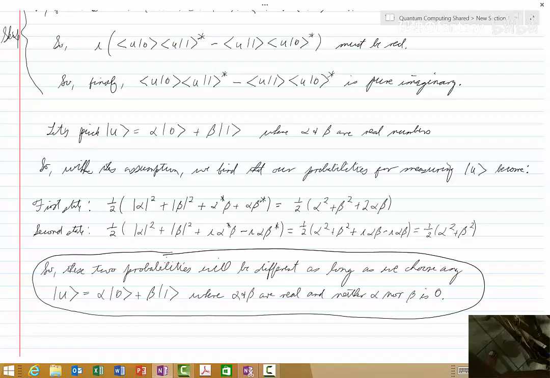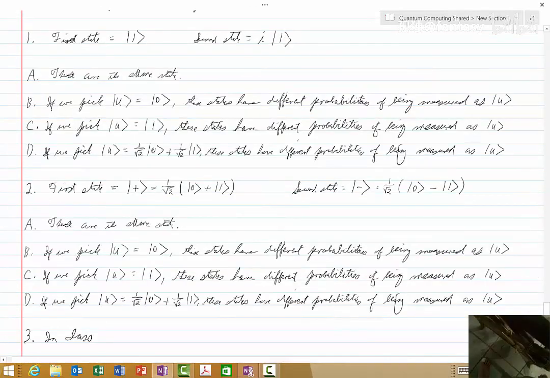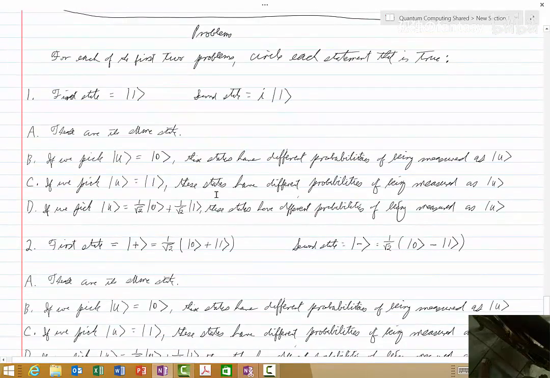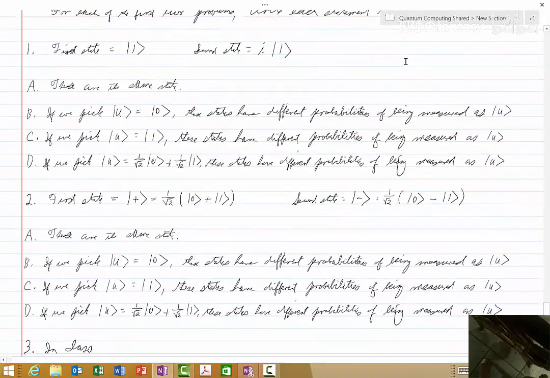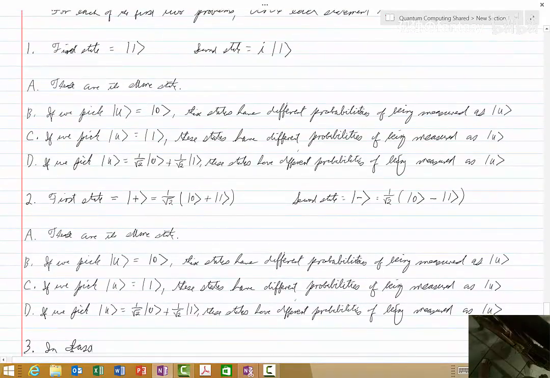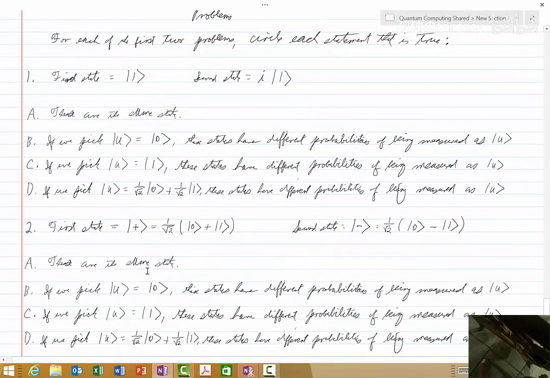So now let's discuss some problems for this lecture. Let's finish by looking at our problems for this lecture. For each of these first two problems, I simply want you to circle every statement that is true. And then, as usual, the third problem will be done in class.